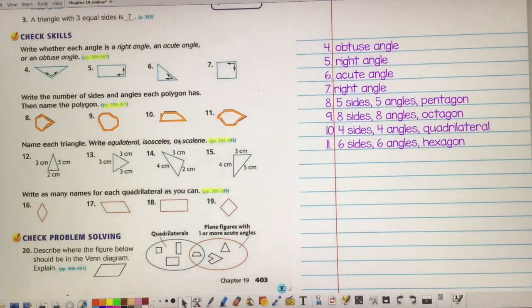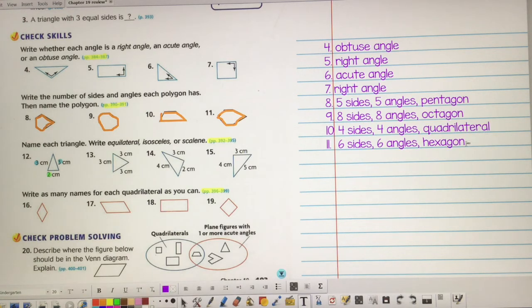So if I come back here and do number 12, 13, 14, 15, I kind of like to view it as coloring. So I'm going to take my blue and see I have a 3 centimeters and 3 centimeters, but I can't color 2 centimeters the same because that's a different one, so I'm going to color that green. Okay, so I have 2 of the same side, so that is going to be an isosceles triangle.